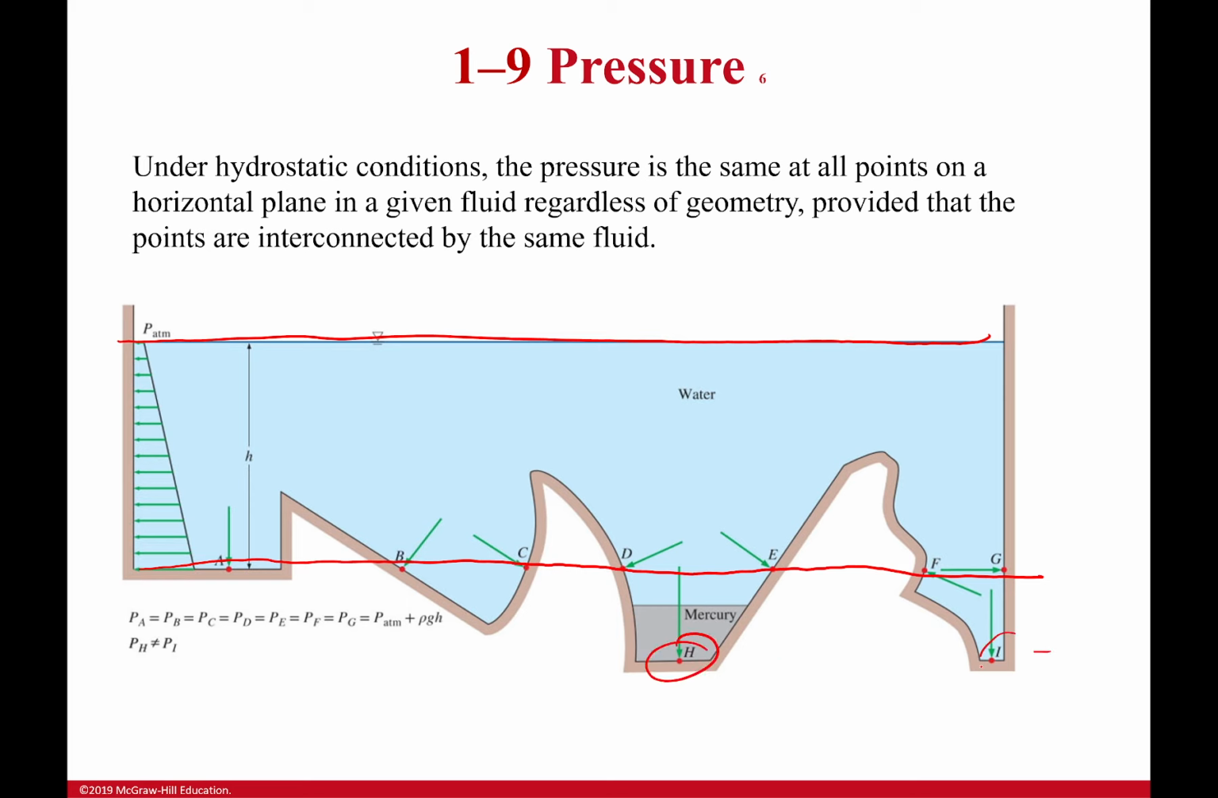H and I, however, do not, even though they're at the same depth, because H is also under some mercury. Why is there a random pool of mercury at the bottom of this pool? I have no idea, but I'm terrified to find out.